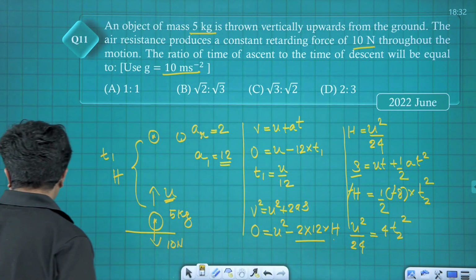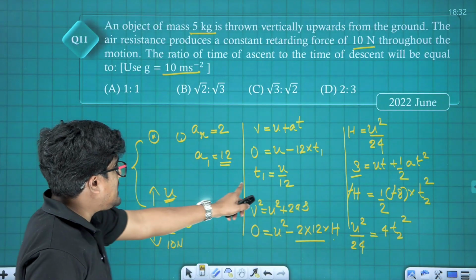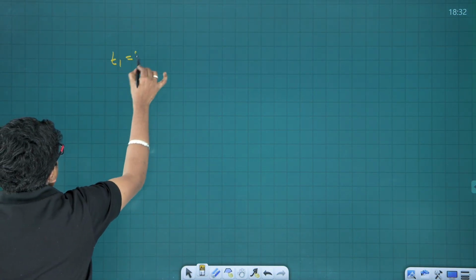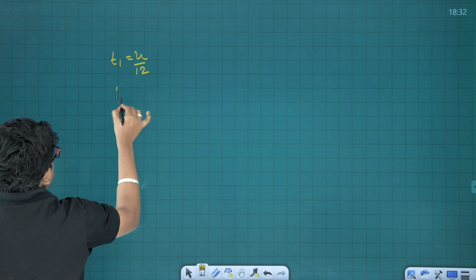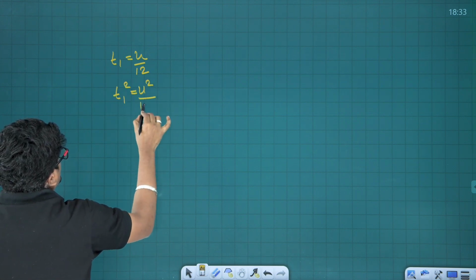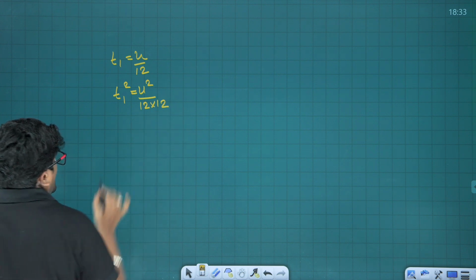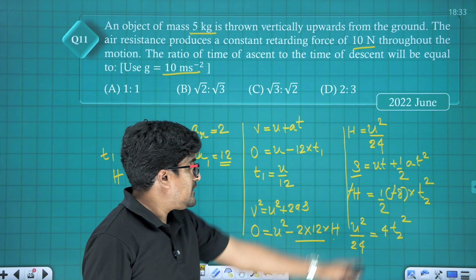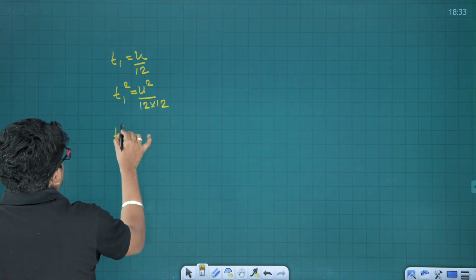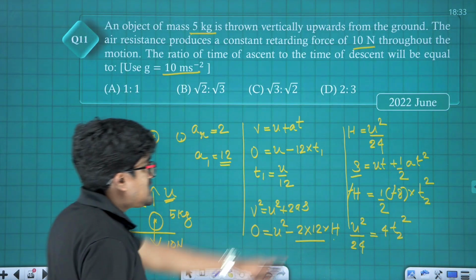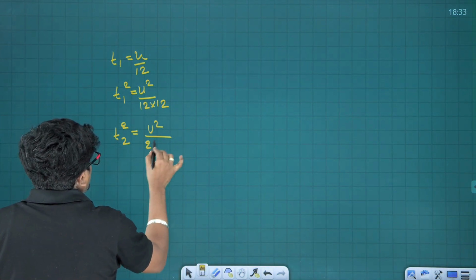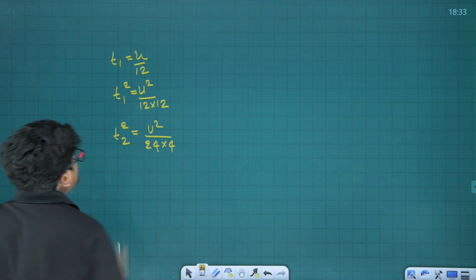Equation number 1 says t1 equals u by 12. I repeat, t1 is equal to u by 12, or I can say t1 square is equal to u square by 12 into 12. Now I have got another equation, that is t2 square equals u square divided by 24 into 24 into 4.